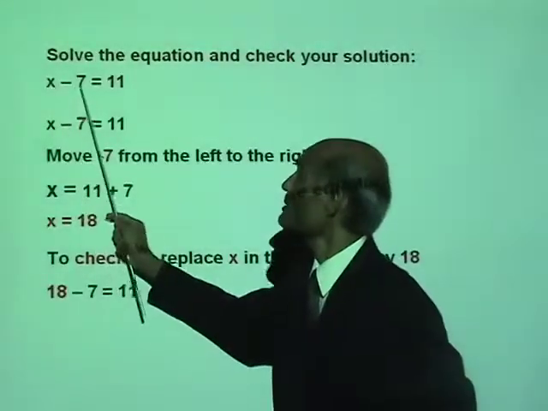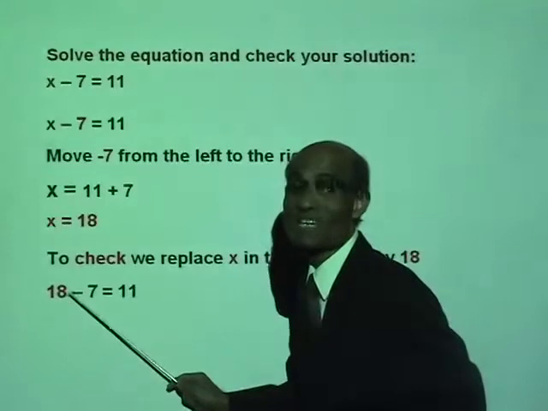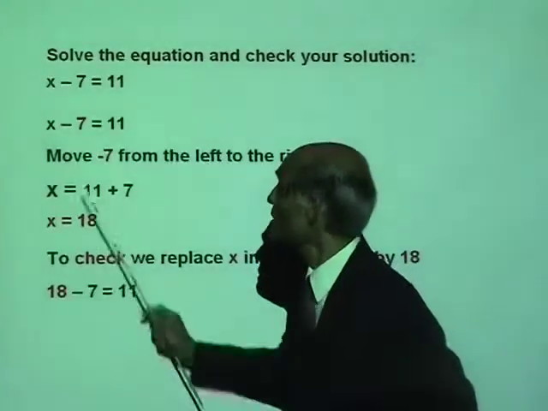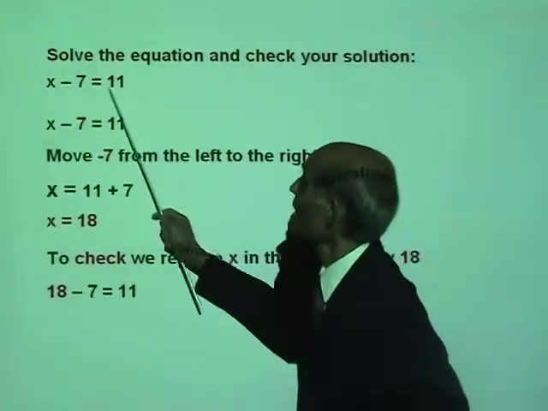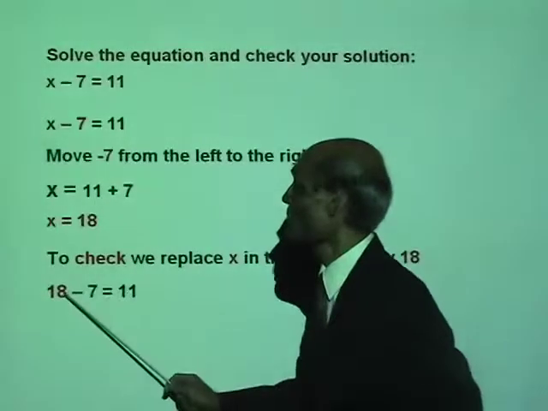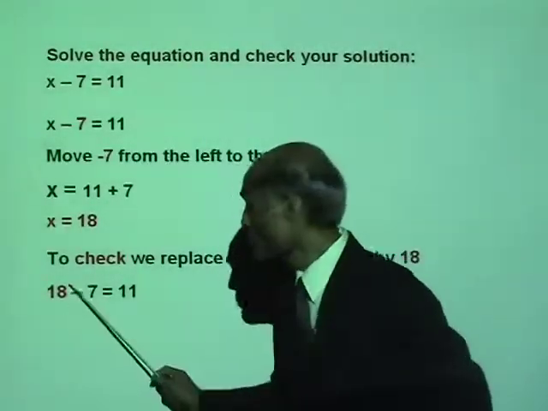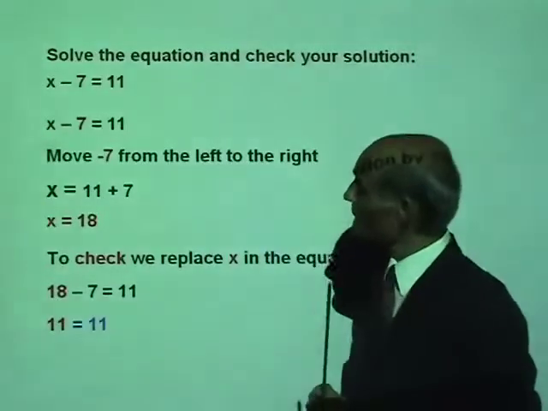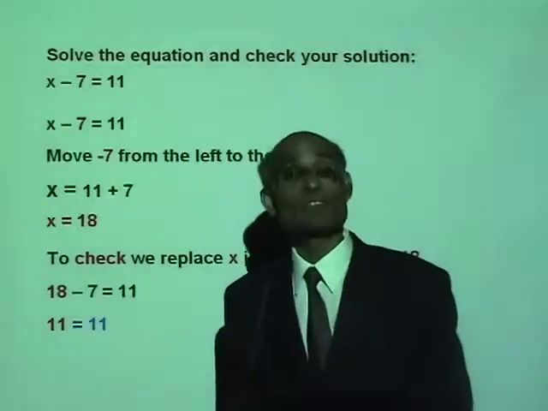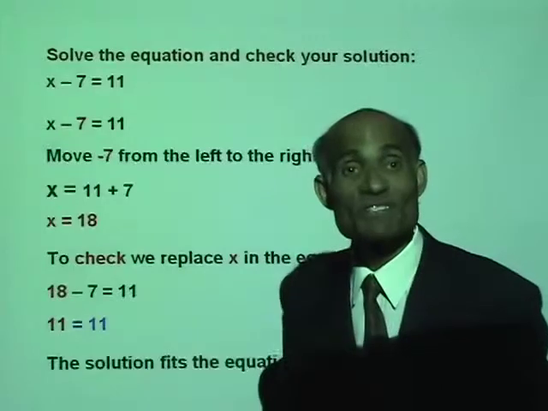So x minus 7 is 18 minus 7. That is the left hand side. The right hand side is 11. What is 18 minus 7? It is 11. So 11 equal to 11. Yes, the solution fits the equation.